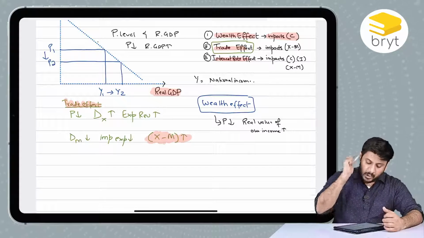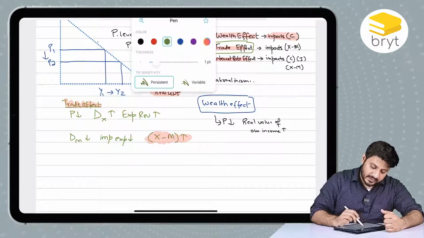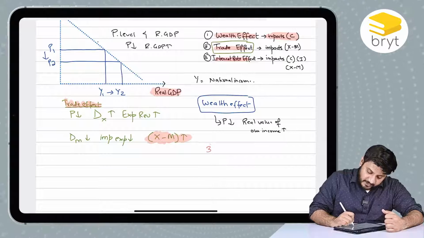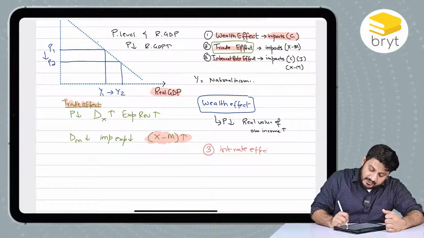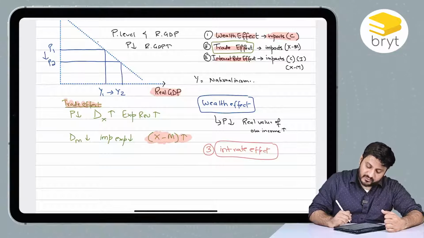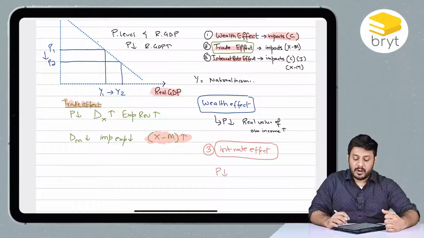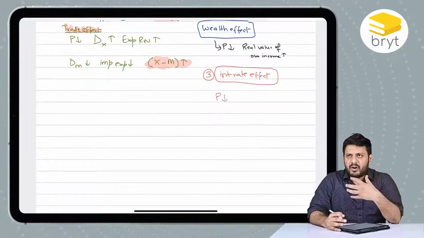Now, coming to the third reason, that is your interest rate effect. The interest rate effect is basically going to tell us that, for instance, if inflation falls, that is, price level goes down, what will happen is that a fall in inflation.